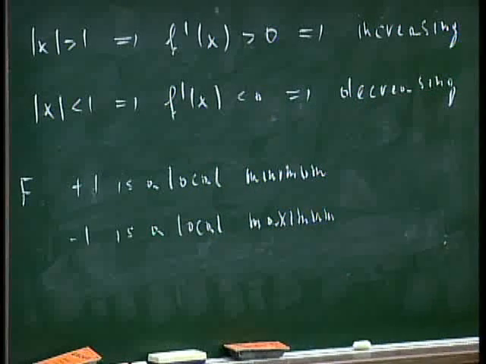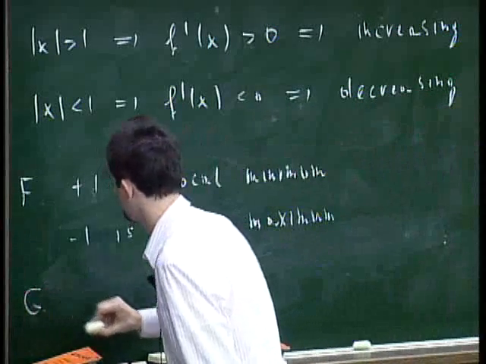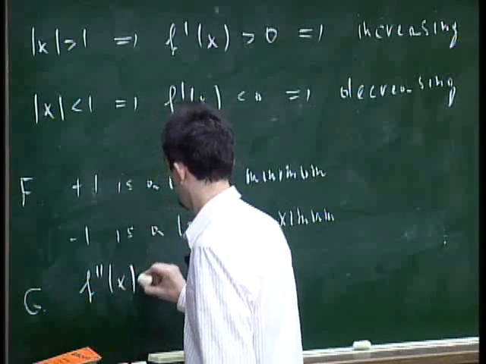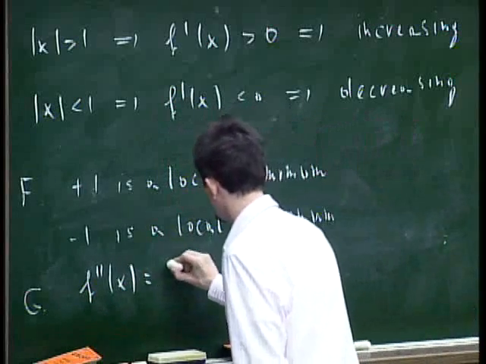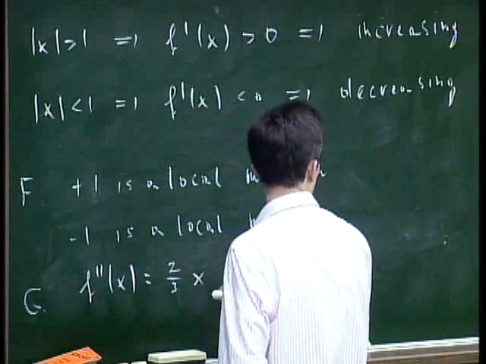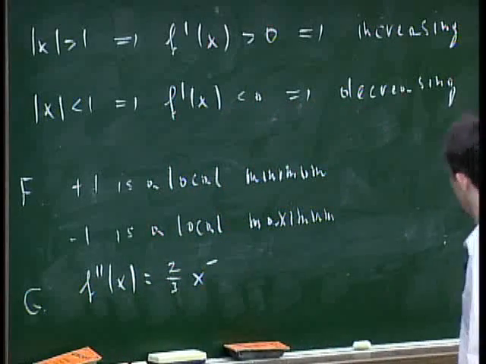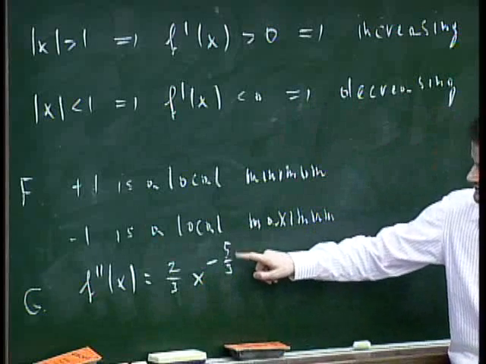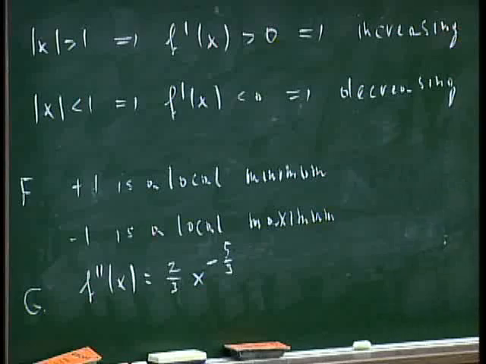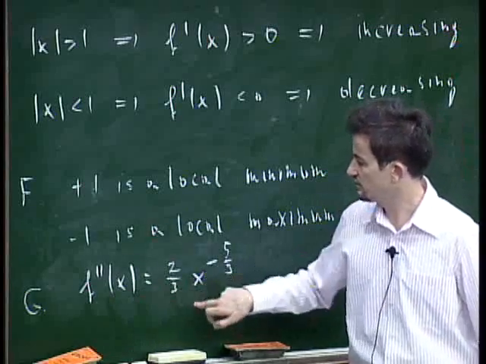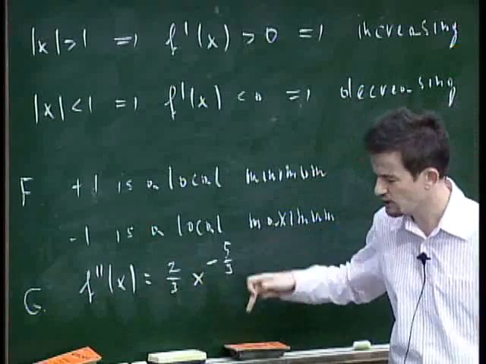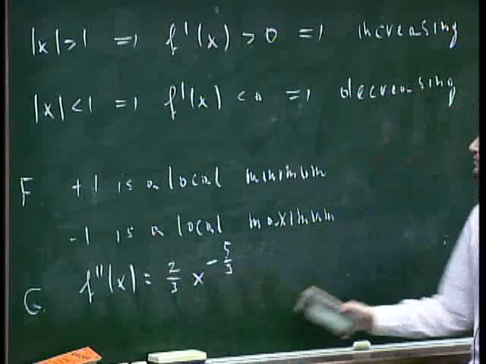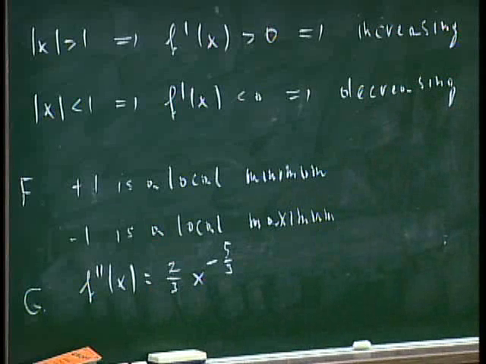Now we have to compute the second derivative. The second derivative is equal to minus 2 over 3 x to the minus 5 over 3. We see that, because here the power is odd whereas there the power is even, the sign depends on x. If x is larger than 0, then this will be smaller than 0. If x is smaller than 0, this will be larger than 0. So we have a change at x equal to 0.